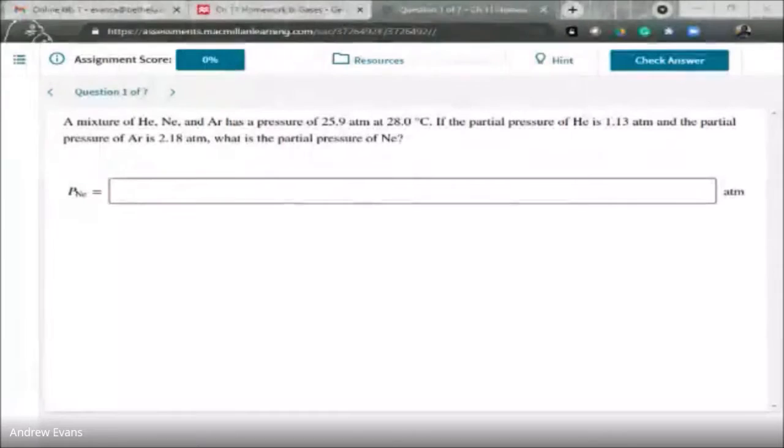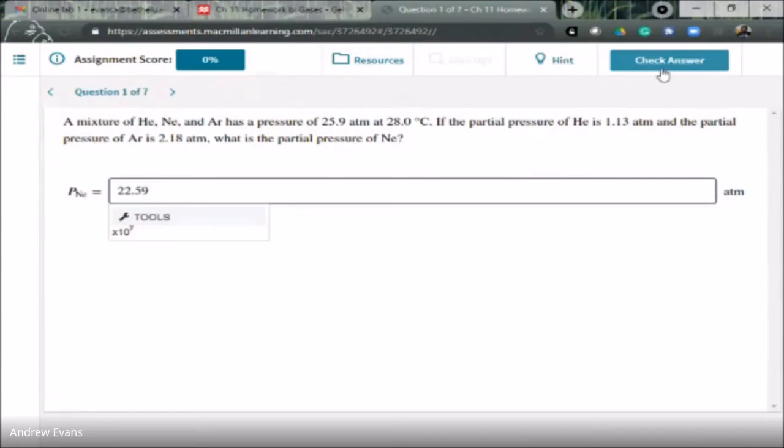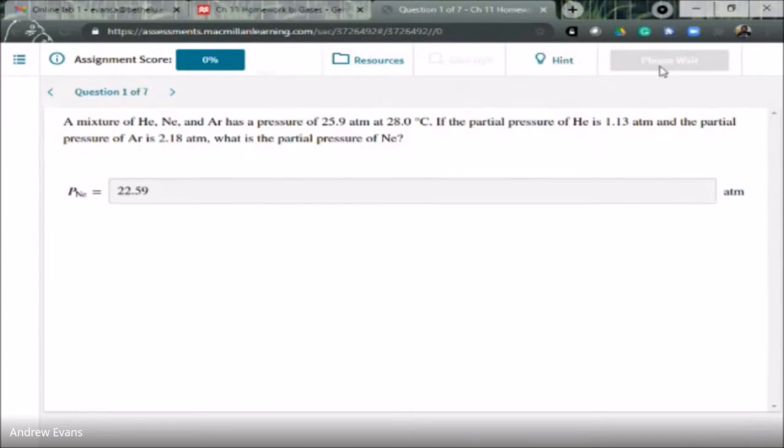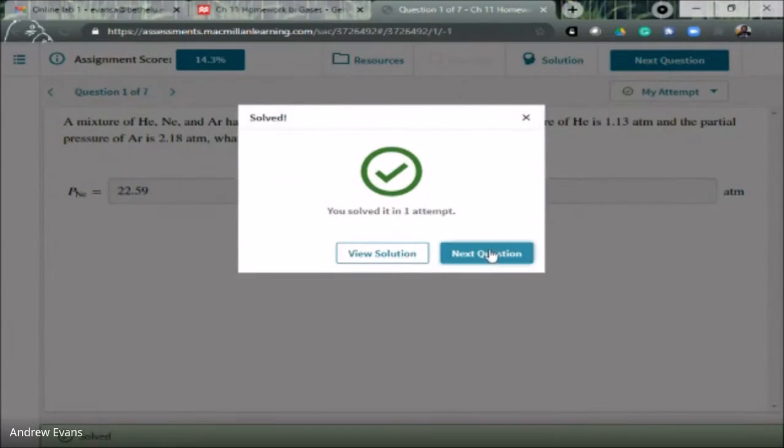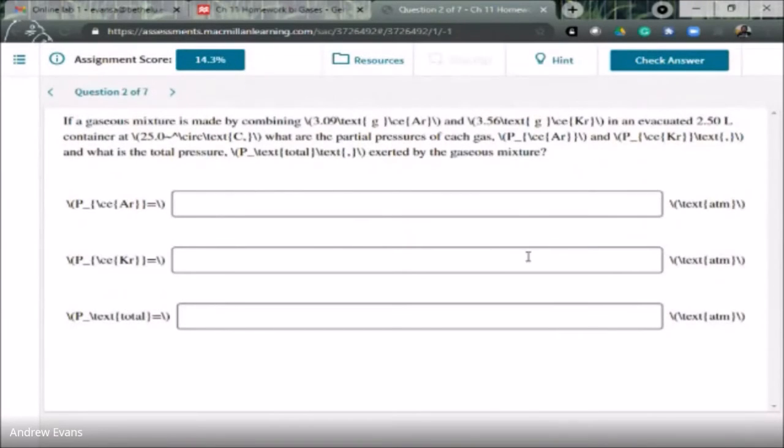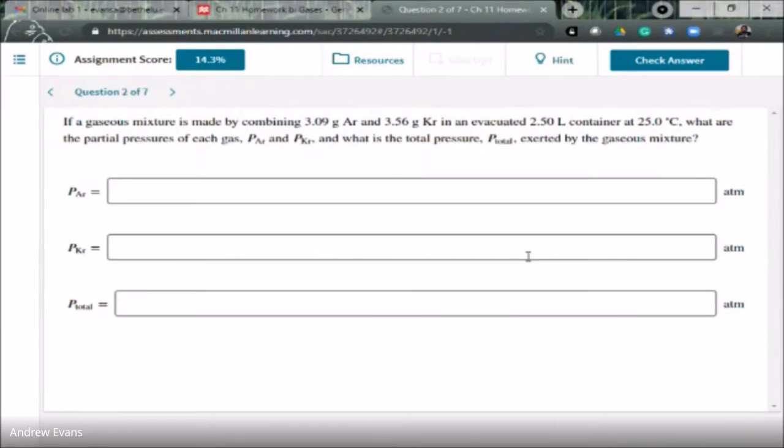So don't overthink some of these. Some of them, they will give you extra bits of information. But the whole idea of Dalton's is that if you have total pressure, you have a sum of partial pressures, so figure it out. Okay, I think the next couple are Daltons.